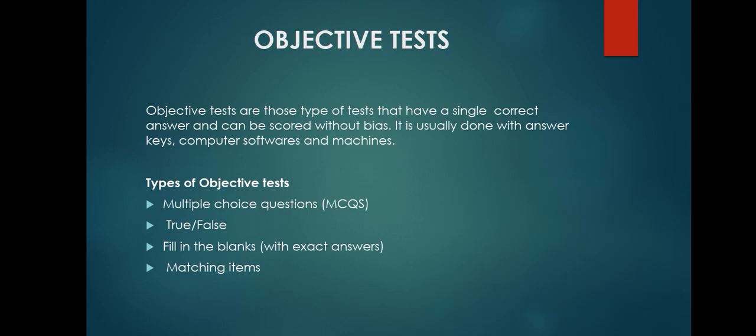First, here is the objective test. Objective tests are those type of tests that have a single correct answer and can be scored without bias. Their answers can be checked using answer keys or machines. Common types of objective questions include multiple choice questions, true or false, fill in the blanks, and matching items.